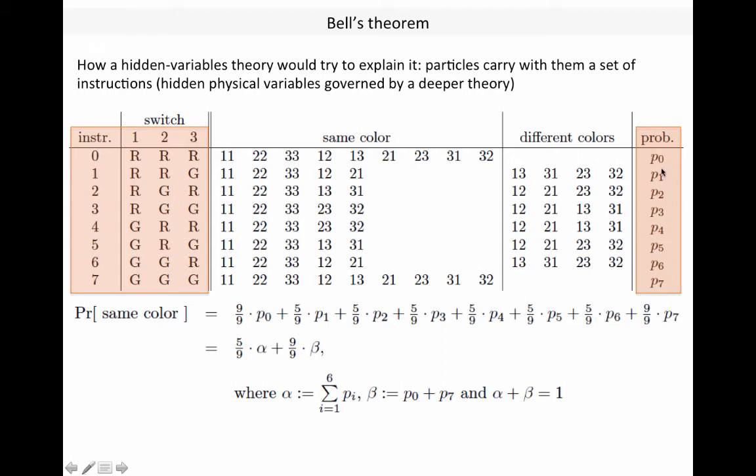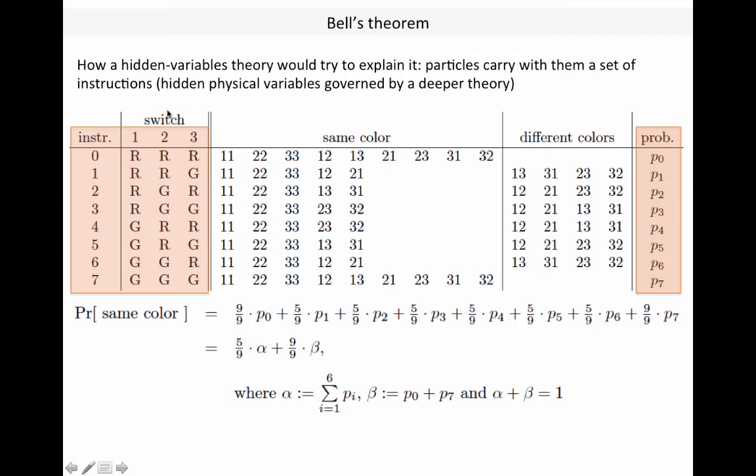So, for example, if it was completely random which of these 8 instruction sets a particle ended up with, then these probabilities would all be the same. They will be 1/8. Our deeper theory could set these probabilities to any value we want, so long as they all add up to 1.